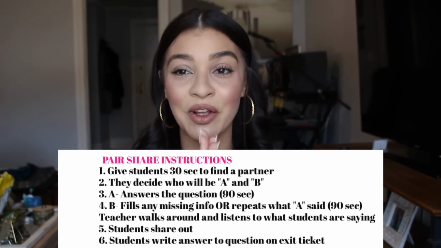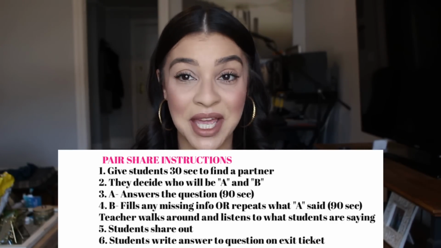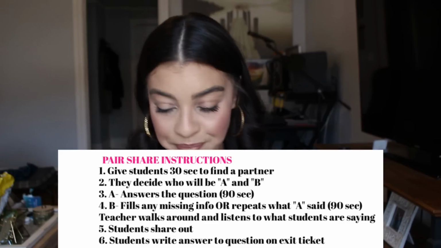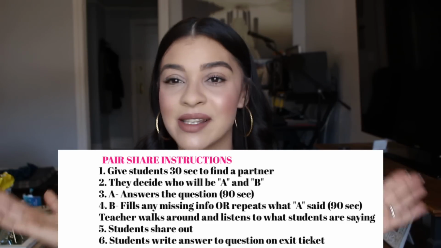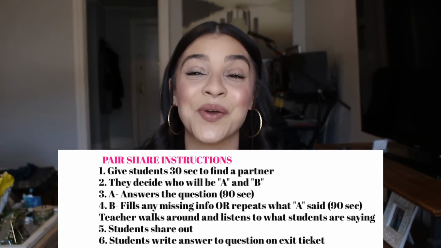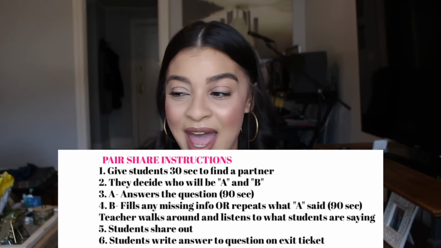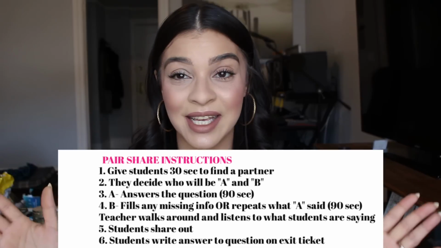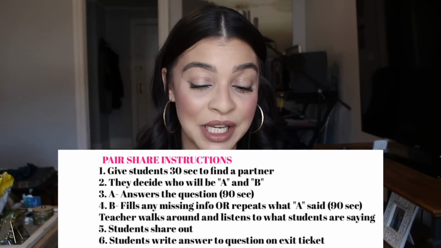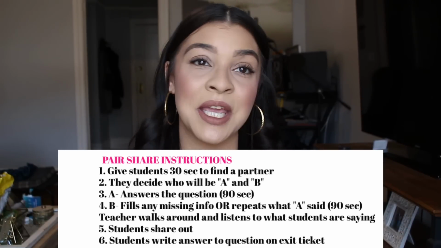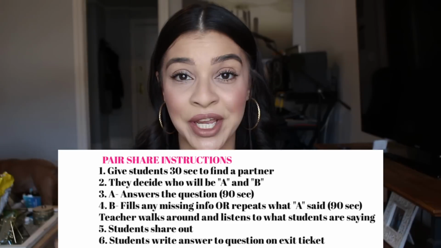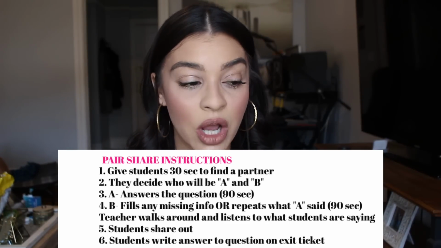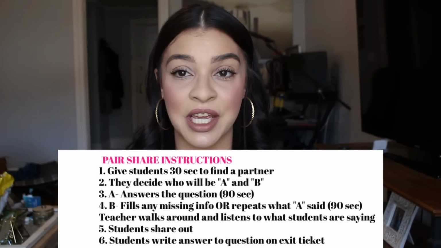So once the students are linked up, you tell them to pick, hey, one of you is going to be A and one of you is going to be B. And they decide, and then you'll say, okay, so here's an example. A, in 90 seconds, it is your responsibility to explain to B how the stock market works. Use as many vocabulary words that you remember, but talk about the process from start to finish.